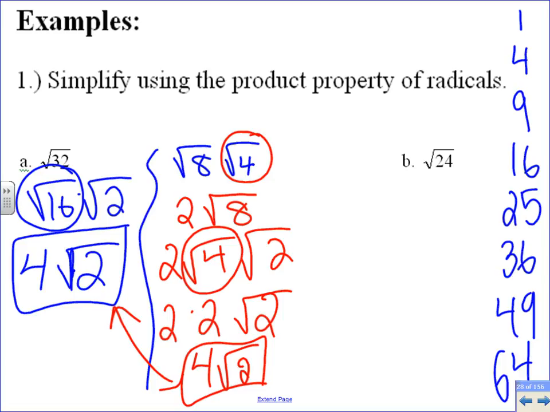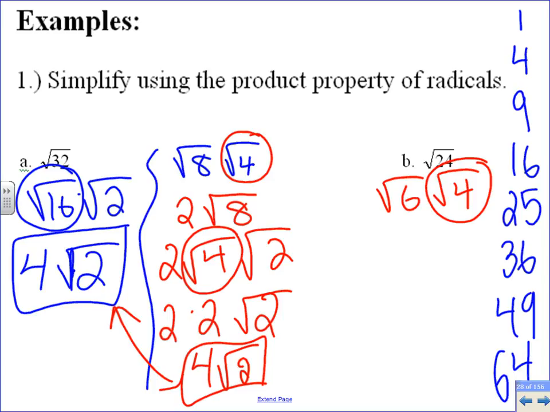Okay, letter B, square root of 24. What is the largest perfect square that can be divided into 24? How many times? Okay, I gotcha. I thought you just said 6. Gotcha. 4 is the perfect square that goes into 24. It goes in 6 times. Which one of those is perfect? Good. Circle the 4. It's perfect.